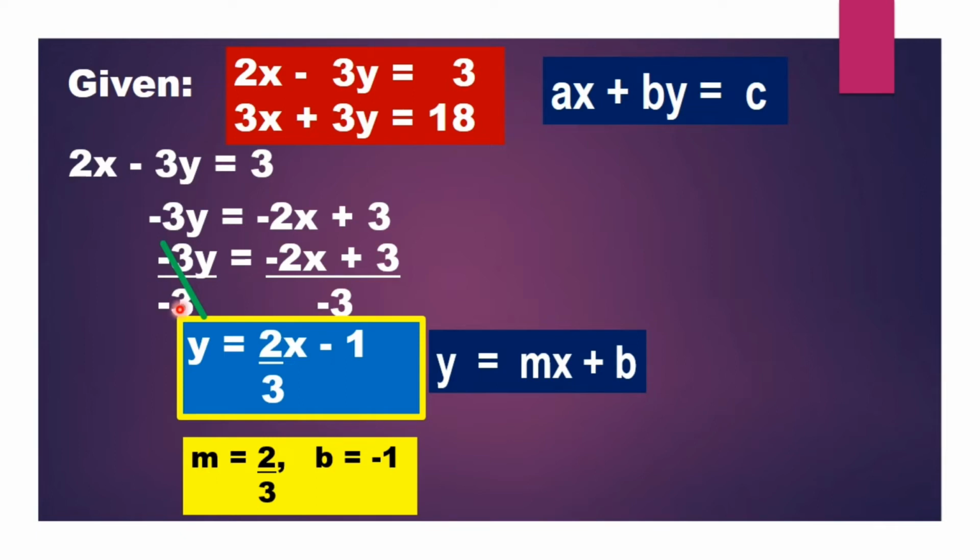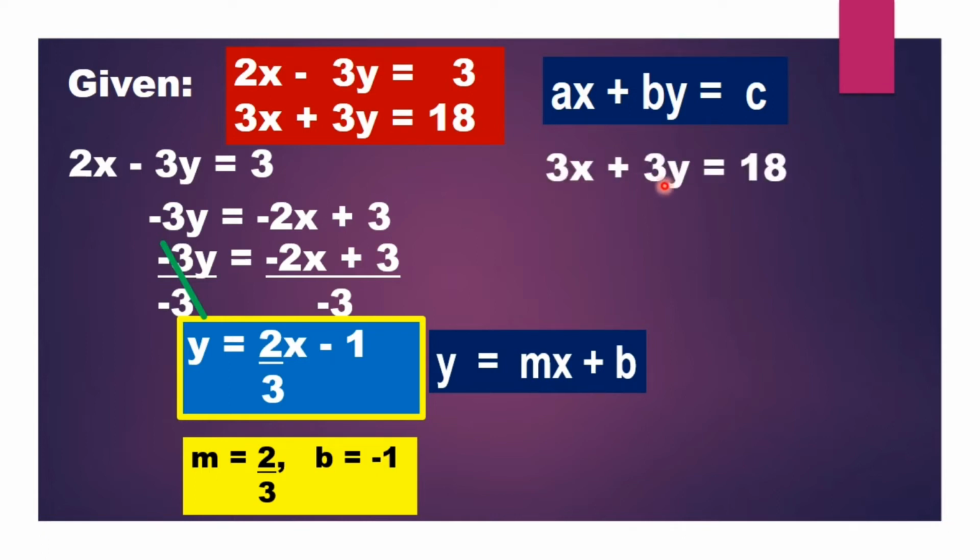Negative 3 divided by negative 3 is 1. So, negative 2 over negative 3 is positive 2/3. Positive 3 divided by negative 3 is equal to negative 1. So, the y value is equal to 2/3 x minus 1. So, ang slope mo dito ay 2/3. Ang y-intercept ay negative 1.